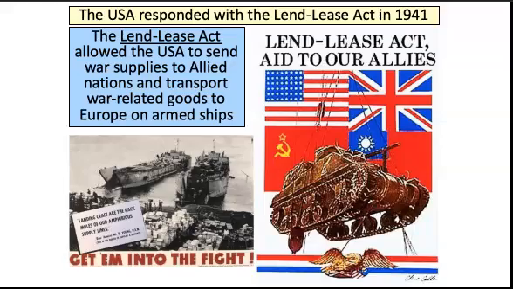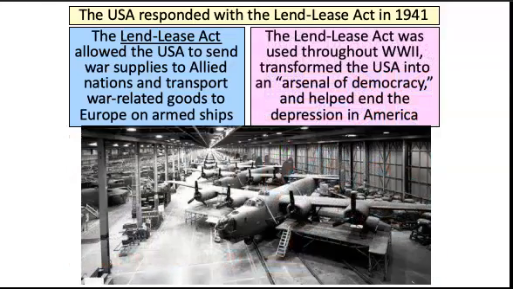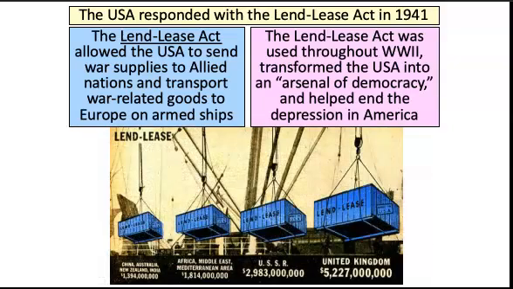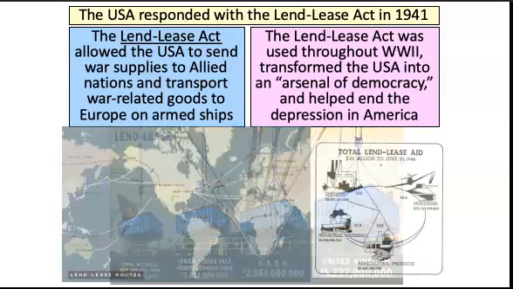This act was used throughout World War II, and it transformed America into what Roosevelt would call the arsenal of democracy to help end the Depression in the United States. Eventually, as part of this, the United States would give nearly $5 billion in aid to Great Britain and nearly $3 billion to the USSR, and a combined nearly $3.2 billion to our other allies around the world.